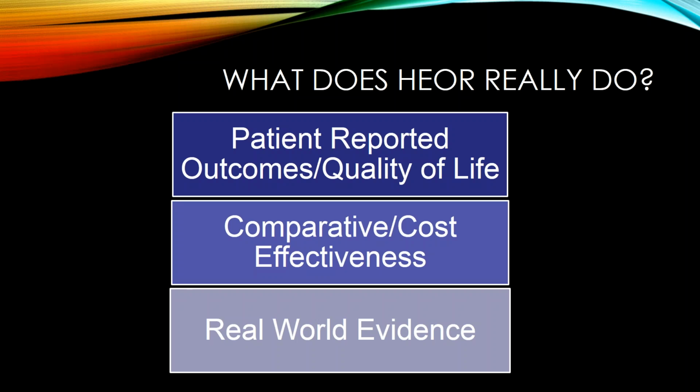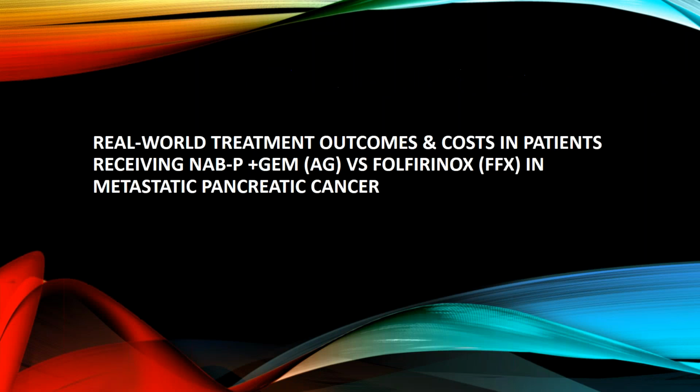I went over briefly what HEOR is, but what do we really do? There are 3 buckets that I like to group our activity into. First, patient-reported outcomes and quality of life: again, subjective information that is important to the patient as they're going through their disease. Second, comparative cost effectiveness. With certain diseases, you may have more than one treatment, so it's important to assess the benefits and risks associated with each treatment, as well as the generation of real-world evidence using a lot of the data sources that we went over previously.